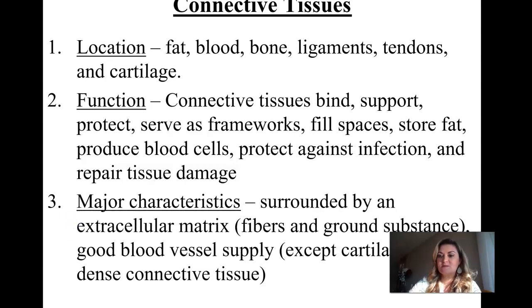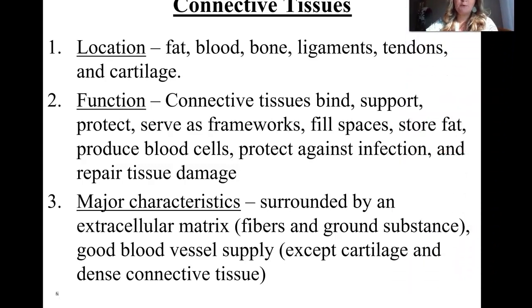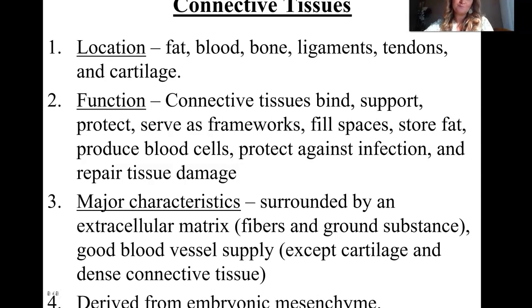Major characteristics, back up here, are going to be surrounded by an extracellular matrix. It's going to have fibers and ground substances within that extracellular matrix. It's going to have a good blood vessel supply, except for with the cartilage and dense connective tissue. Those are not going to have a good blood supply, so if you do damage those, then they will not repair themselves easily. So with those types of damage, lots of times you hear about people going in, for example, for knee surgery or for hip surgery. And they're derived from embryonic mesenchyme tissue.